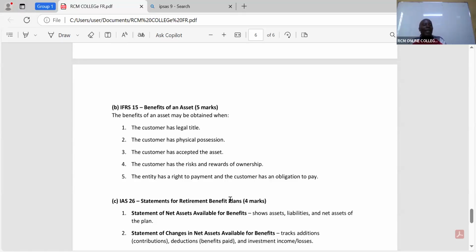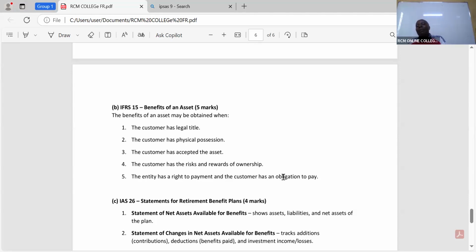And then we have here the benefits of an asset. The benefit of an asset may be obtained when the customer has a legal title. The contract has to be there, right? The customer has physical possession. I have a logbook and I'm the one who holds these cars. The customer has accepted the asset. The customer has the risks and rewards of ownership. So if this car is serving them very well, they get rewards, although at times it will also put you in danger, risk. The entity has a right to payment and the customer has an obligation to pay.